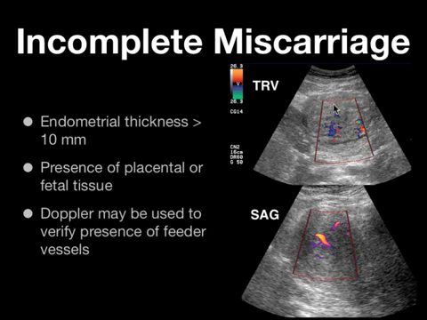If you've got what appears to be a heterogeneous fluid collection within the endometrium, put color Doppler on it. If you can verify the presence of feeder vessels like you see here, then this helps confirm that there's retained placental parts, and you can make then the diagnosis of an incomplete miscarriage.